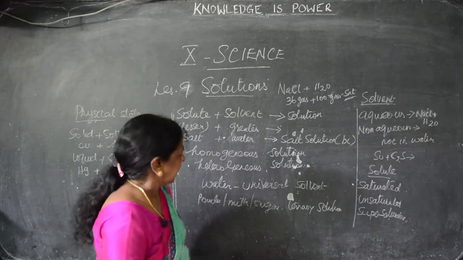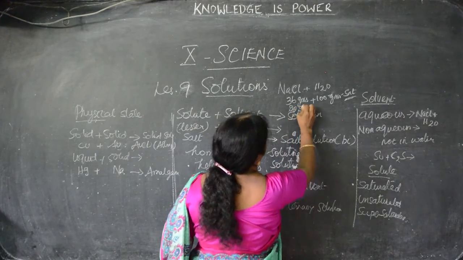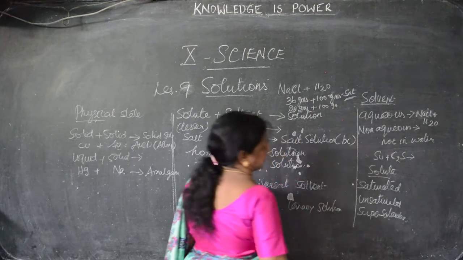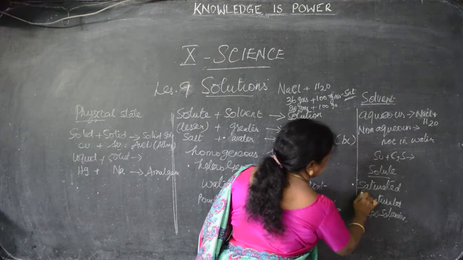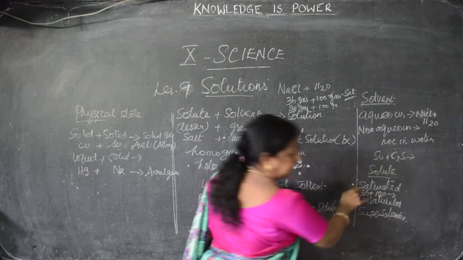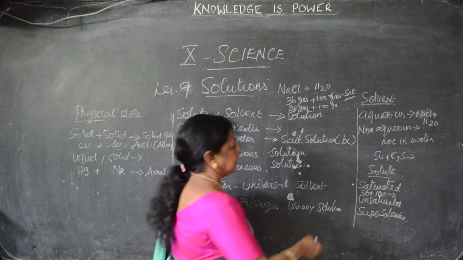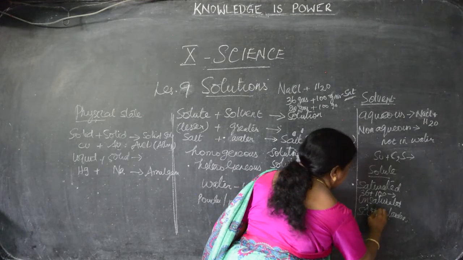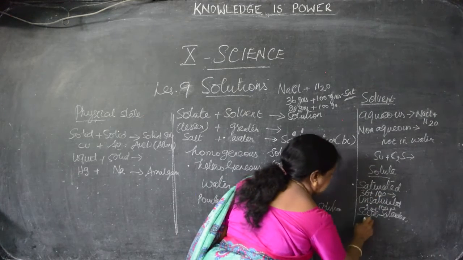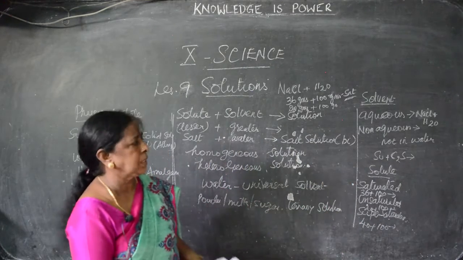Clear? Suppose instead of 36 grams, 20 grams dissolved in 100 grams of water. This is unsaturated. Here we have 36 grams of common salt in 100 grams of water. If it is less than 36 grams, maybe 25, 26, 20 like that, that is unsaturated. If it is more than 36, maybe 40 grams of salt with 100 grams of water, that is a supersaturated solution. Clear, children?